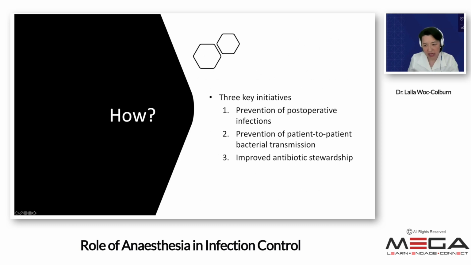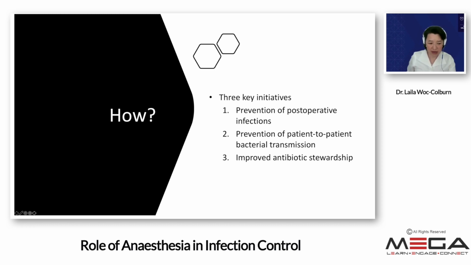So there are 3 key initiatives. What we would like to do as an infection prevention hospitalist or epidemiologist is, 1, to decrease the post-op infections, so bloodstream infection, soft tissue infection, all those hospital-acquired infections. 2, prevent patient-to-patient bacterial transmission. So between one suite and the other suite, you don't want to transmit this. That's where we see the outbreaks of Acinetobacter, Serratia, Pseudomonas in our hospitals. And 3, of course, improve antibiotic stewardship.